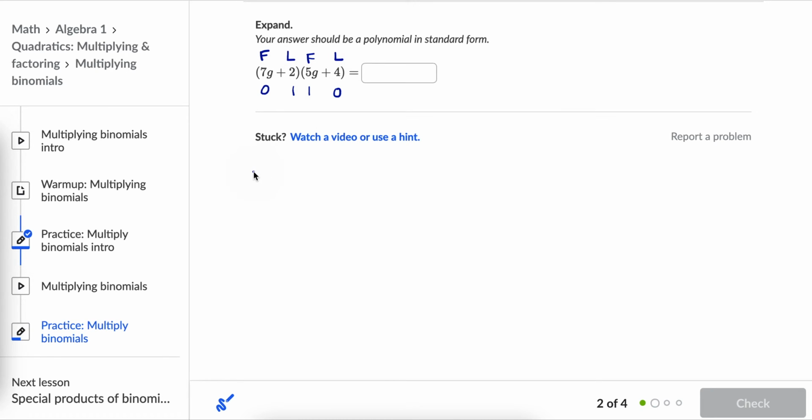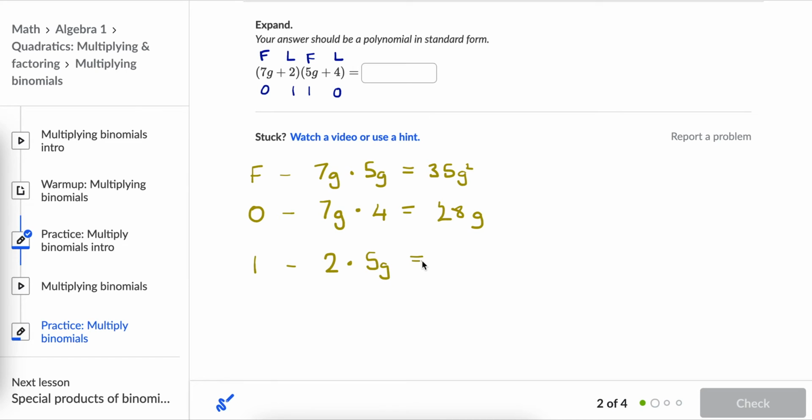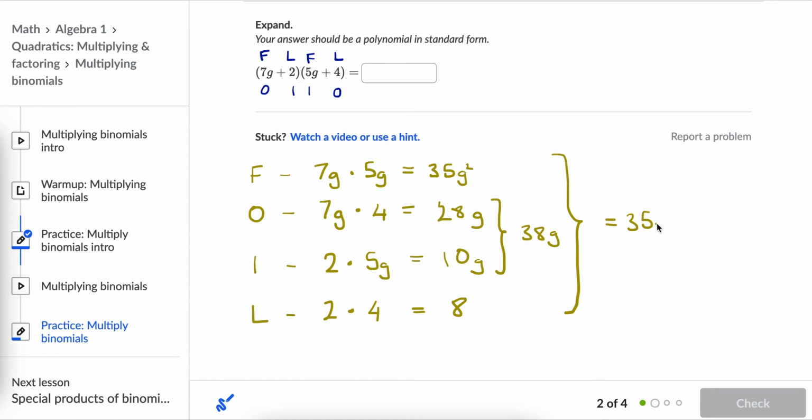So if we were to set this all up, our first term is 7g times 5g, that's equal to 35g squared. Our outside terms is 7g times 4, and that's 28g. Our inside terms is 2 times 5g, that's equal to 10g. And our last terms are 2 times 4, and that's equal to 8. Once again, we combine like terms here, that's going to be 38g. And so combining the whole lot, this is equal to 35g squared plus 38g plus 8.